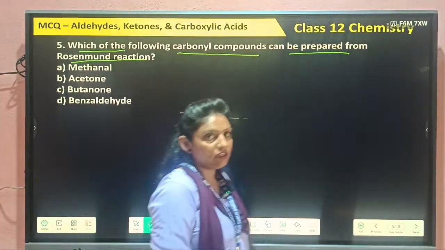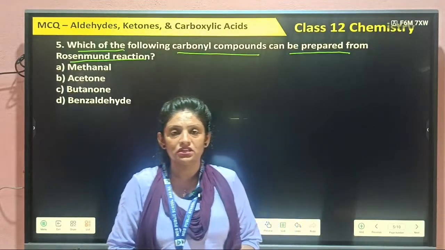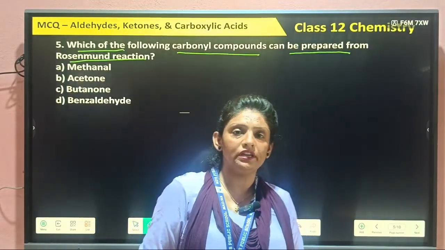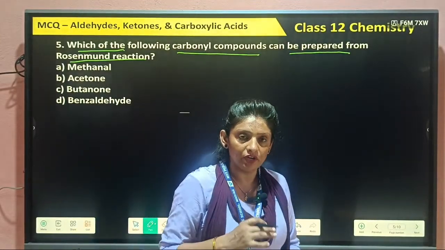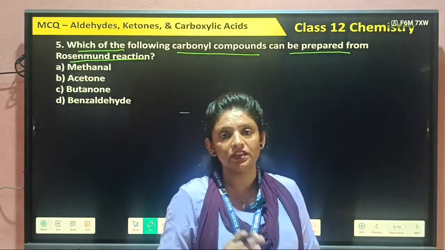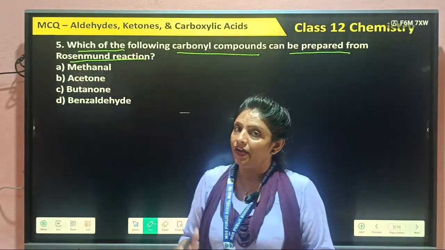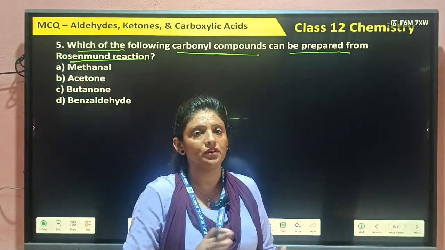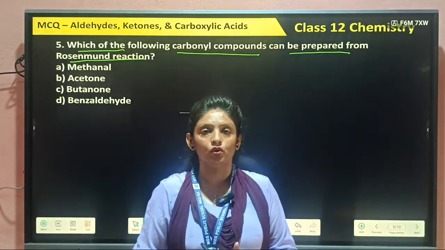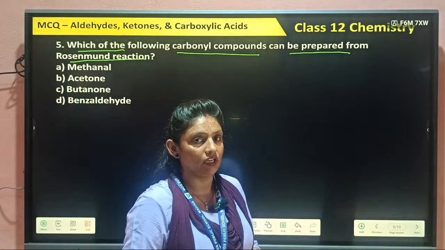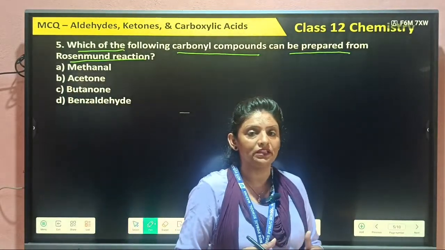So we have discussed just now the Rosenmund reaction. In the Rosenmund reaction, we do the hydrogenation in presence of palladium and barium sulfate, means in presence of the Lindlar catalyst, and we get aldehyde only, and especially we get benzaldehyde.